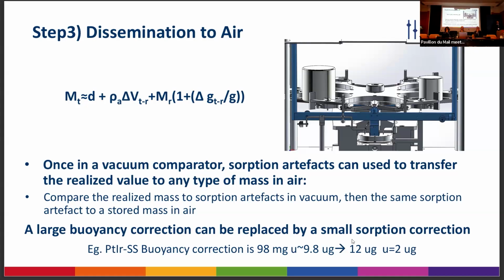Now we can typically do a correction from sorption. You can replace this by doing the comparison in vacuum and, say, using stainless steel sorption artifacts, bringing them to air. You don't have to do a buoyancy correction anymore when you're comparing those stainless steel artifacts that were calibrated in vacuum, with zero buoyancy correction. So you're effectively trading buoyancy correction for sorption correction for the most part. All you have is a little bit of residual difference between your stainless steel masses, but that's very, very small.